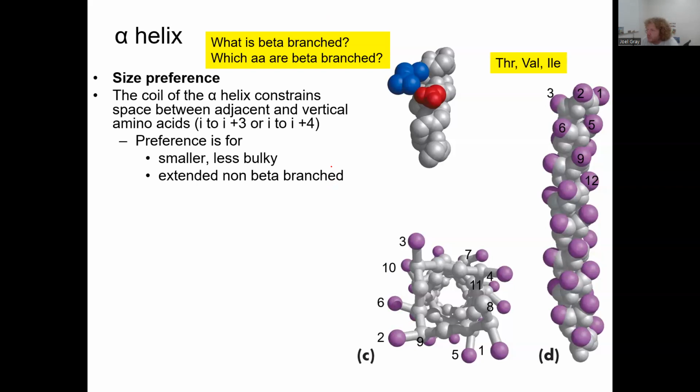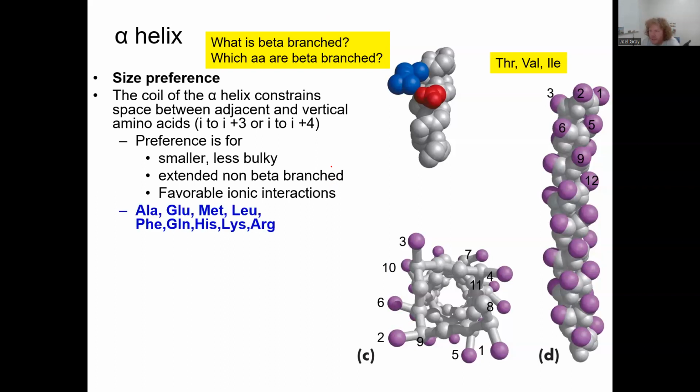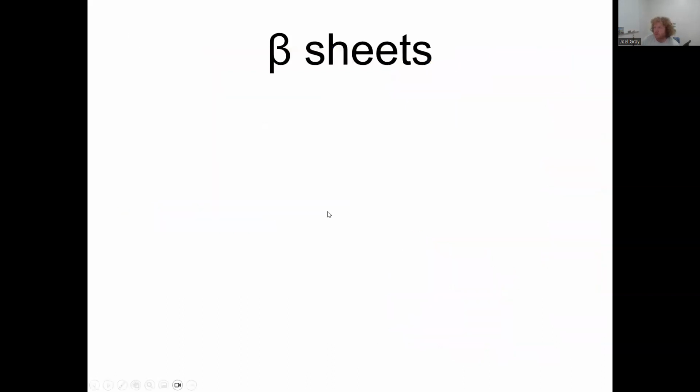But threonine, valine, isoleucine, those are all good candidates. Amino acids that form favorable or that form ionic interactions: alanine, glutamic acid, methionine, leucine, phenylalanine, glutamine, histidine, lysine, arginine are all good candidates. What I want you to take away from this is, for an alpha helix, what are the desired properties of an amino acid and whether or not they're going to be found in an alpha helix. So which amino acids or which properties are favorable for the formation of an alpha helix. So that's kind of where I want you to go with that.